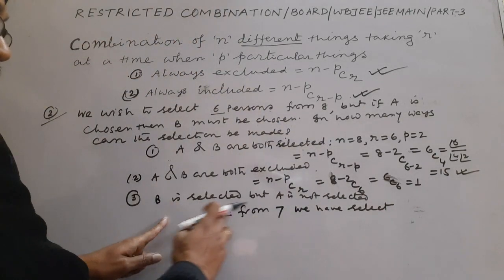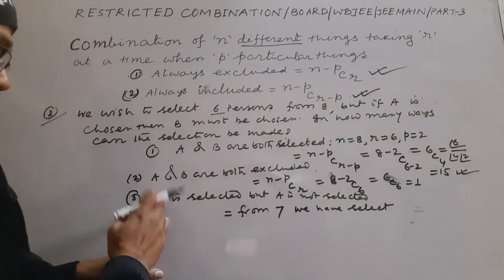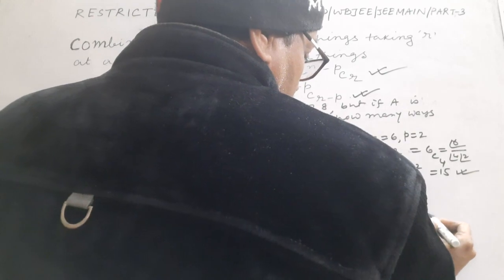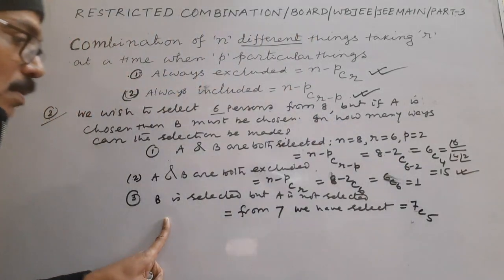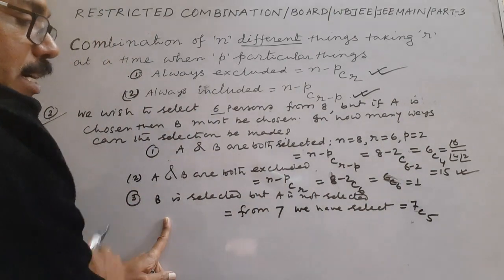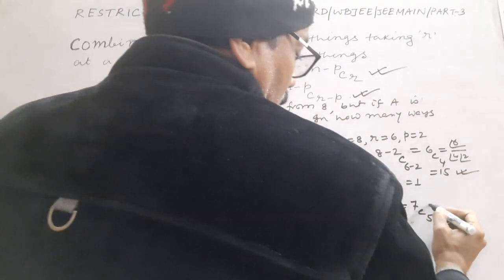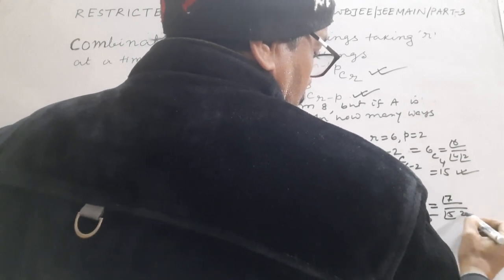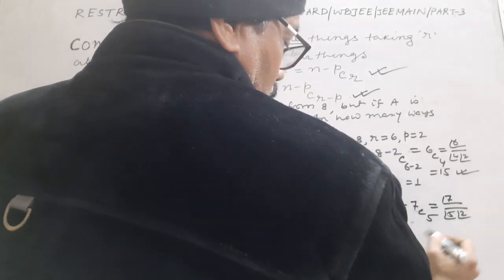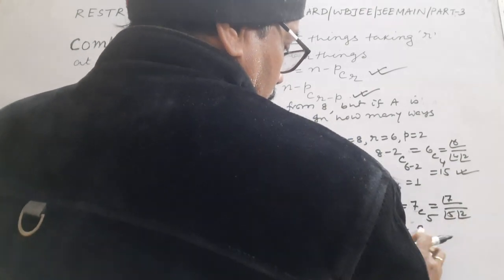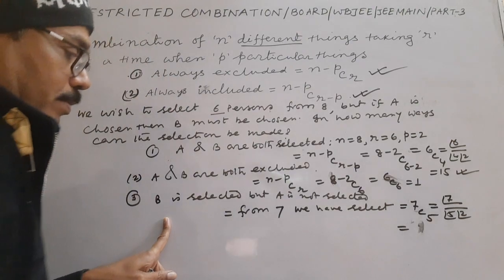We have to select 6 when B is always taken. So this is 7C5. Why 5? Because you have to take 6 and B is already taken. So 7C5 equals factorial 7 over factorial 5 into factorial 2.